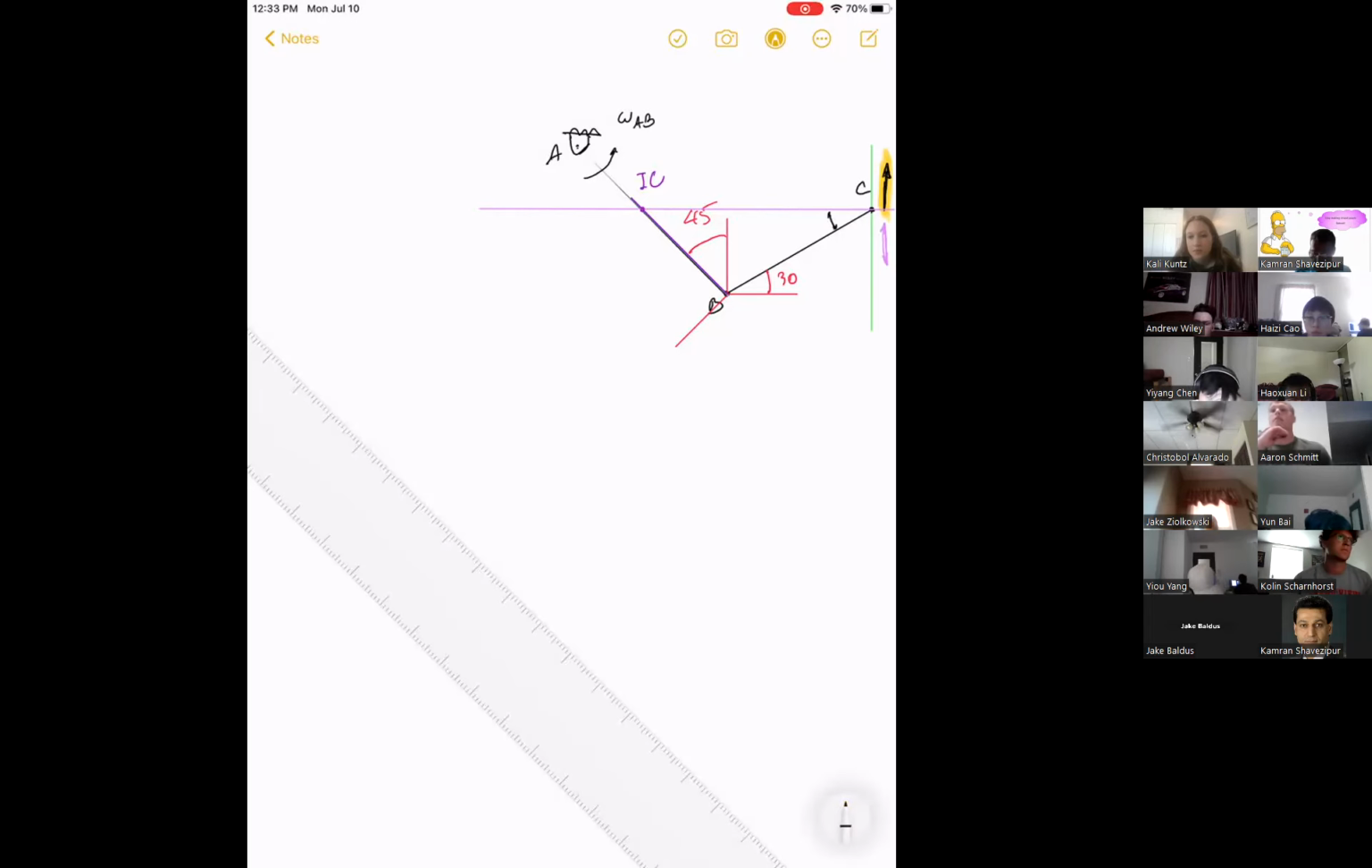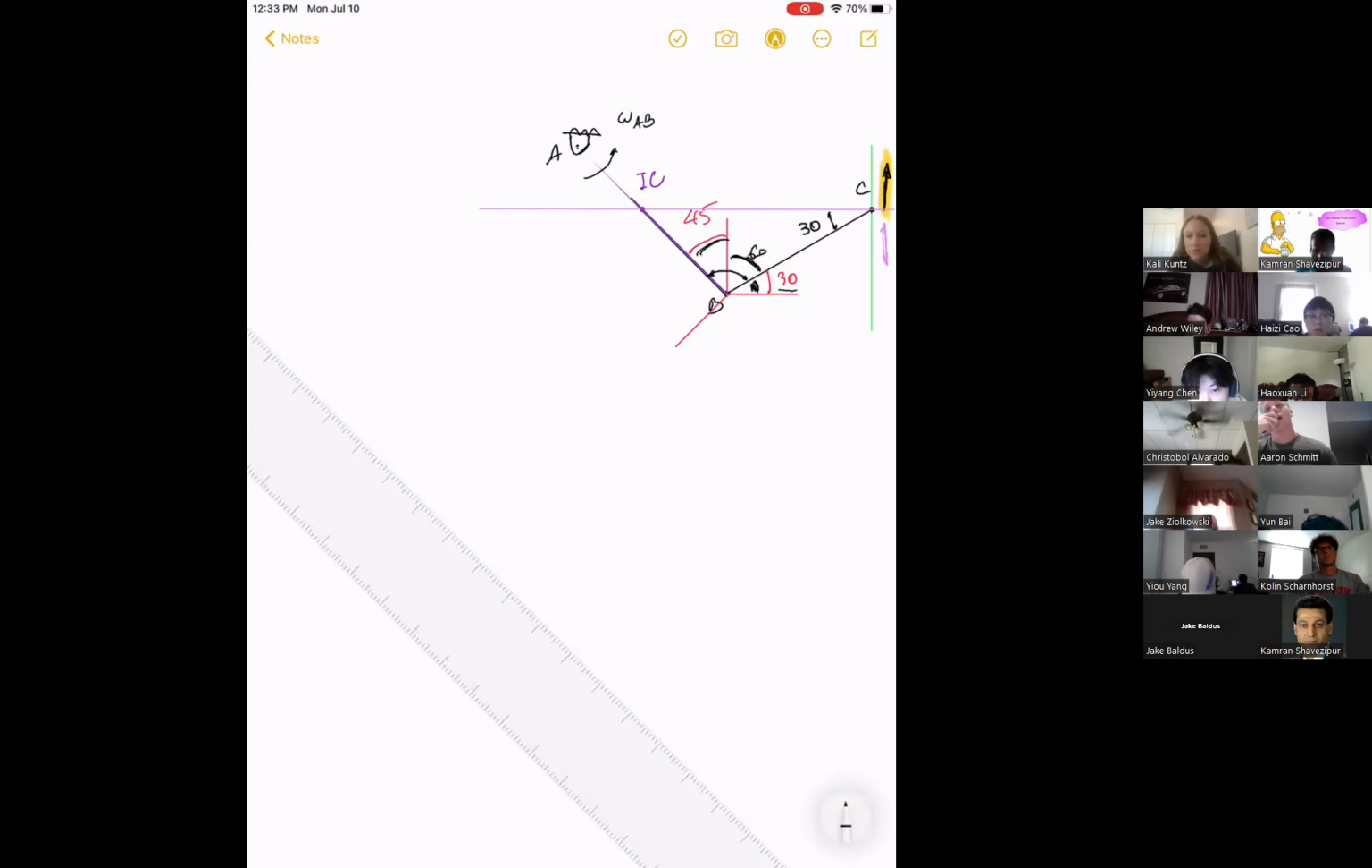30 degrees. 30. How much is this angle? And be careful when you answer, whoever answers that. 90. It is not 90, definitely. How much is this guy? Huh? This is a small angle. How much is this guy? 30. How much is this guy? 60.